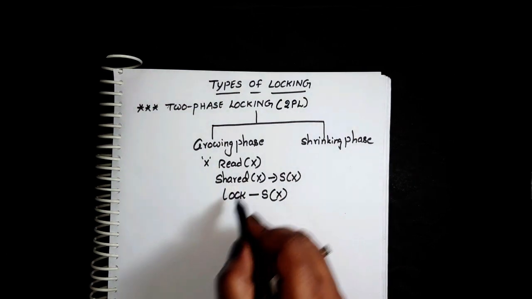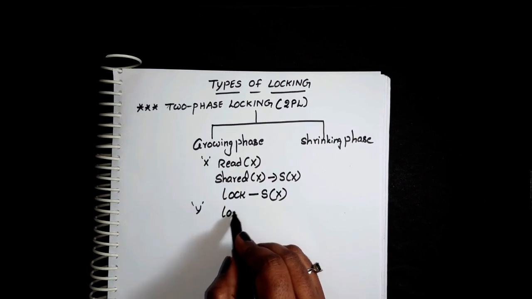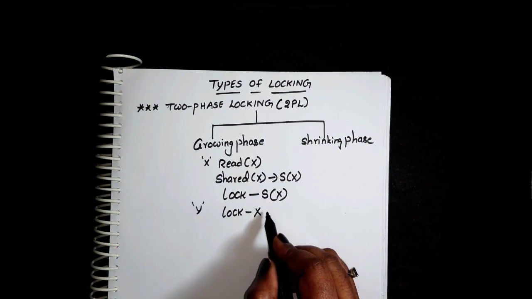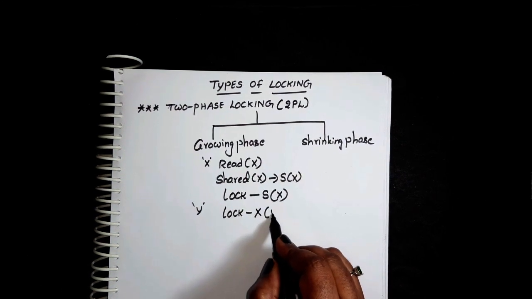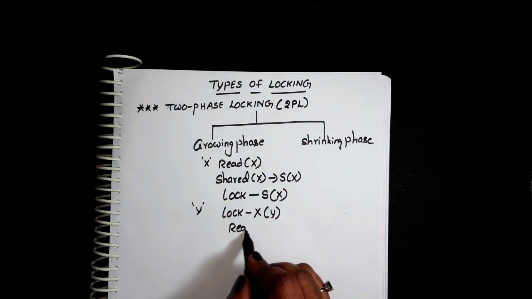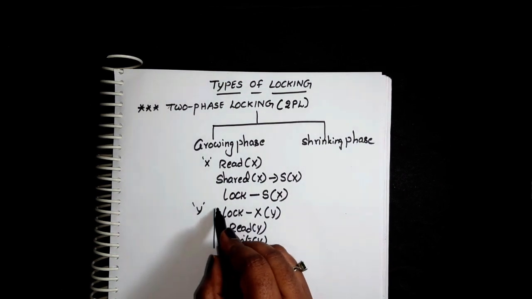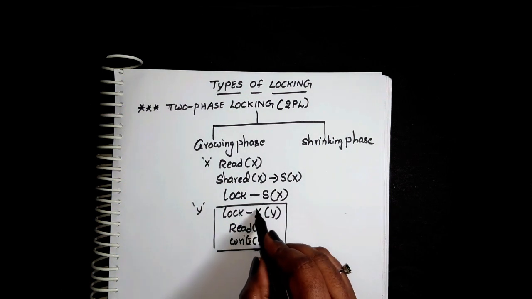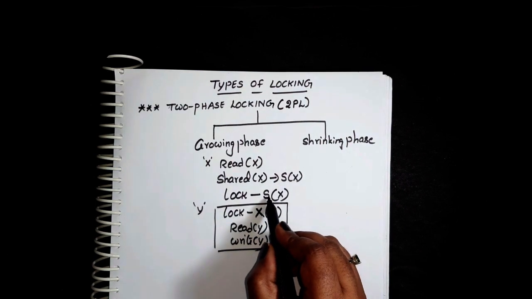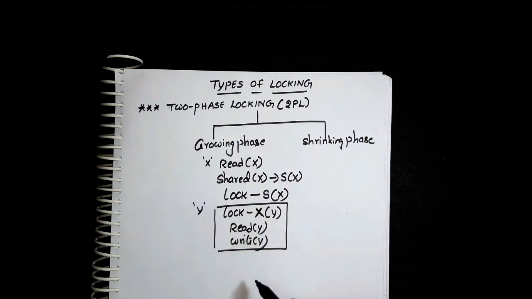And for example, if Y is one more data item, you are going to place a write lock on that. Write lock means you are going to place lock X. The type of lock is the exclusive lock, placed on the data item Y. For this purpose you can execute both the read operation of Y and the write operation of Y. To place the exclusive lock, the type of lock is X, and for a read lock, the type of lock is the shared lock S. So continuously you can place the locks and execute both read and write operations.